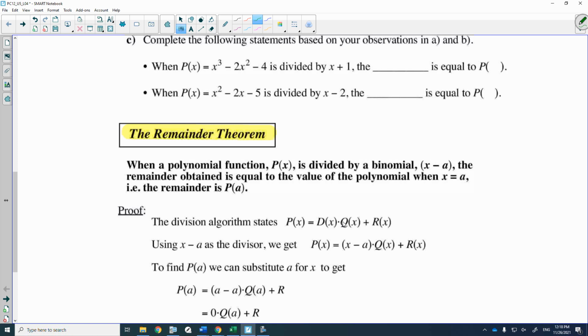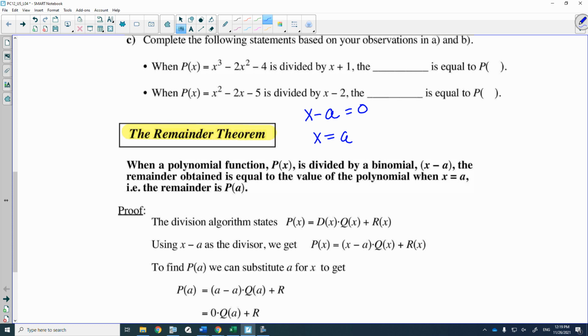Let's look at the remainder theorem. So what the remainder theorem states is as follows. If you have a binomial, so let's say the binomial is x minus a. If I said, what is the root of that binomial? You know that if you set it equal to 0, the root of the binomial is a.